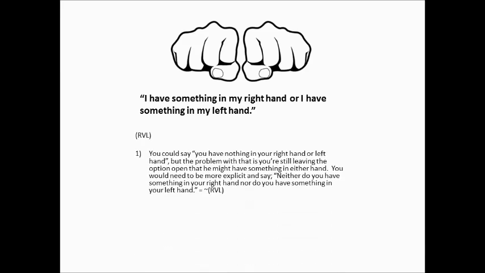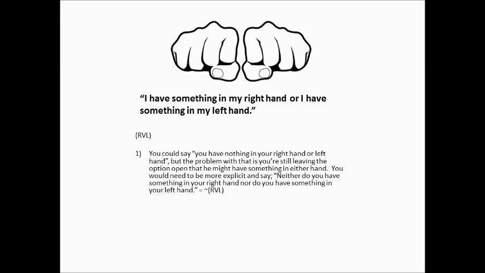So the first approach is you might want to say you have nothing in your right hand or left hand. But the problem with that is you're still leaving the option open that he might have something in either hand. I think people are a little ambiguous sometimes when they use or statements, because sometimes they mean not both, and sometimes they mean both not.